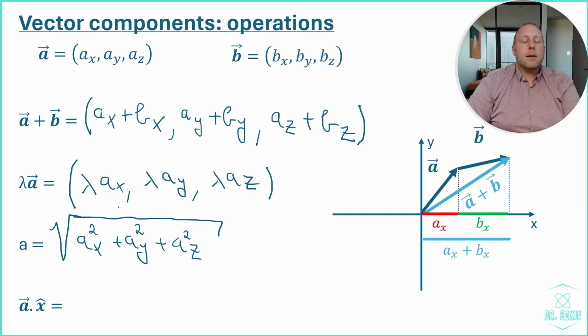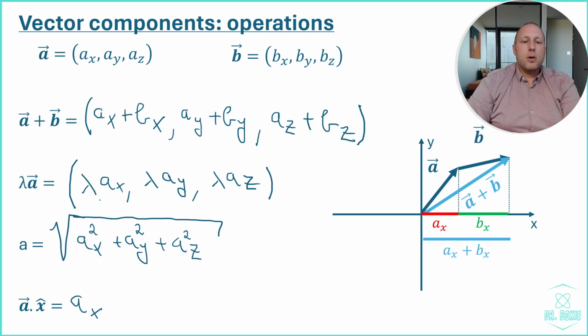Finally, the vector a dotted with x hat, with the unit vector in the x direction, gives us the x component of the vector a. That is because we saw in the previous clip that multiplying any vector by a unit vector gives us the component of that vector in that direction, but the component of a in the x direction is defined to be ax.